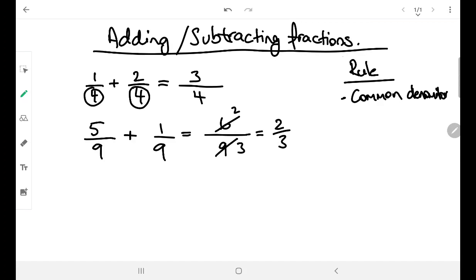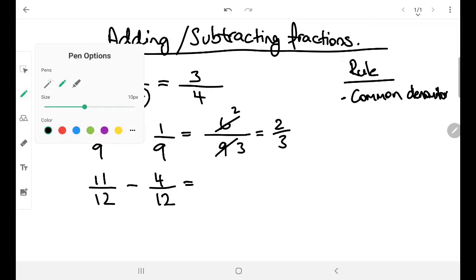Let's do an example using subtraction. So let's have a look at what that looks like. If we go 11/12 for this case, and then let's go minus 4/12. Again, we'll look at if this can actually be done. We do have common denominators in this case.